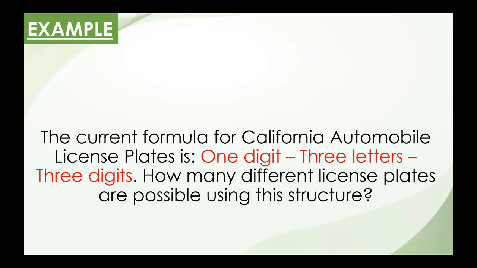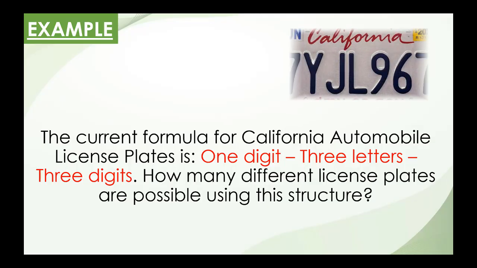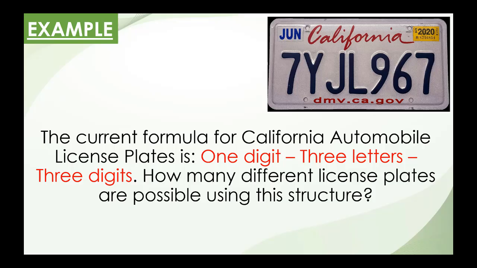Let's take a look at another example. The current formula for California automobile license plates is 1 digit, followed by 3 letters, followed by 3 digits. How many different license plates are possible using this structure? So here's a picture of a license plate. You'll see a single digit, then 3 letters, then 3 numbers. So this doesn't talk about vanity plates, where you're writing some name or word or message. This is just the standard automobile license plate.